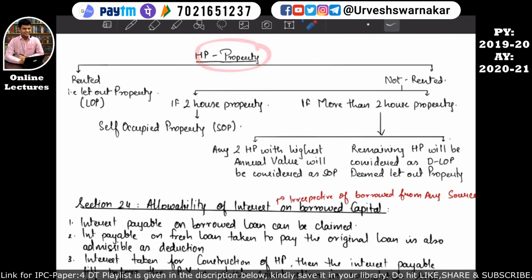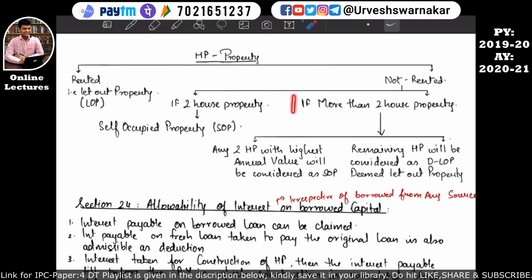The house property is further categorized into two parts, that is, a house property can be given on rent and a house property can be not given on rent. I hope this is quite clear. If a house property is given on rent, such house property is known as a let out house property. But if a house property is not given on rent, it is categorized into two parts. If an assessee is having two house properties or up to two house properties, then such properties will be considered as self-occupied property. Self-occupied property means such properties are being utilized by the assessee for his own residential purpose or for his own use. I hope this is quite clear.